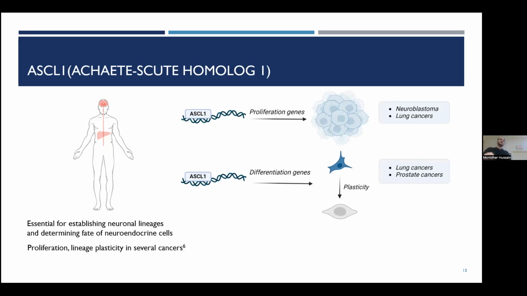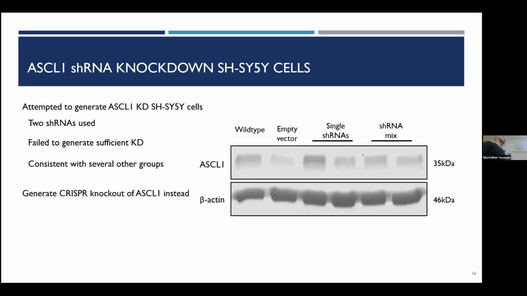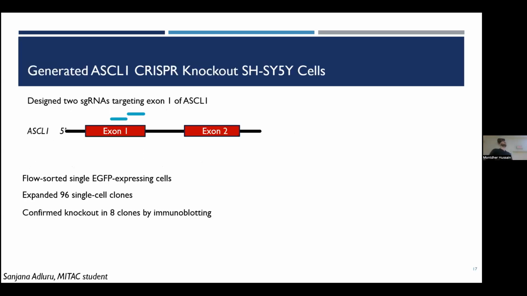Now, to actually investigate whether ASCL1 is able to regulate RET transcription in our model cells, I first attempted to generate ASCL1 shRNA knockdowns in SY5Y cells. And so I used two different shRNAs that targeted ASCL1. However, I failed to generate a sufficient knockdown of ASCL1. And this was consistent with findings of other groups that we had reached out to. And so instead, I decided to generate CRISPR knockouts of ASCL1.